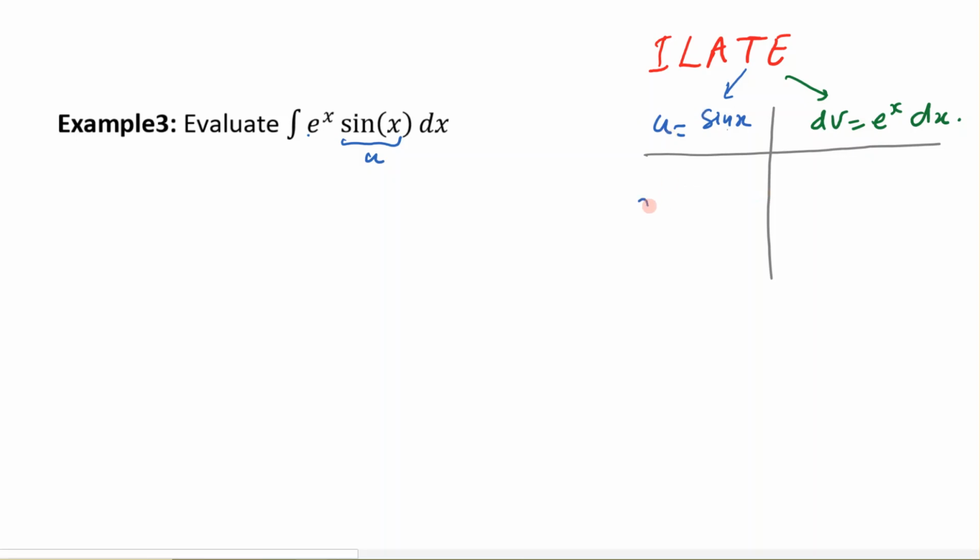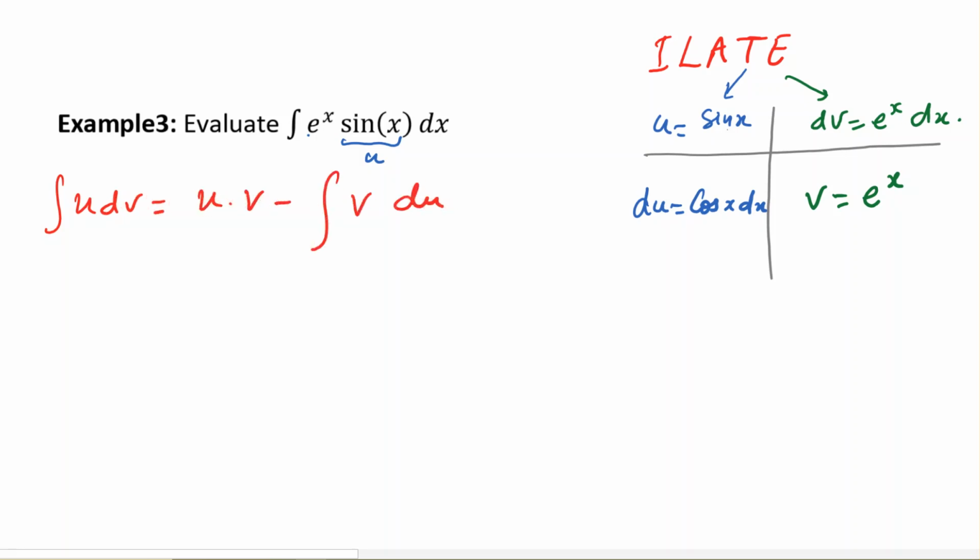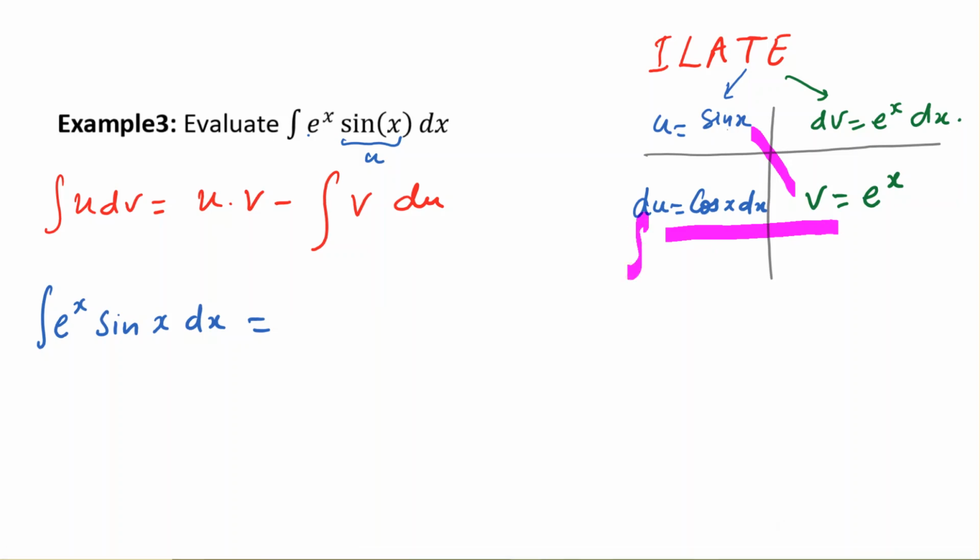But let's just use our rule of thumb. So differentiating, du is equal to cosine x dx, and integrating on the other side, v is equal to e raised to power x. Then we plug the values into our rule. Integral of u dv is equal to u times v minus integral of v du. So diagonally we multiply u times v, and then minus, we go horizontally and take the integral of this product: e raised to power x sine x minus the integral of v, which is e raised to power x, and du, which is cosine x dx.